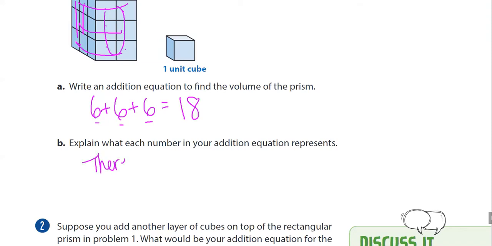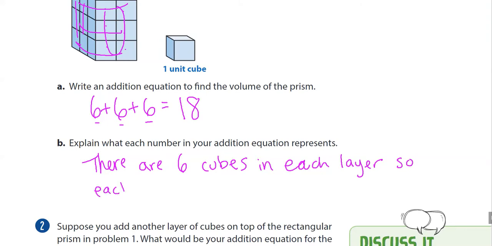There are 6 cubes in each layer. So each 6 represents a layer.